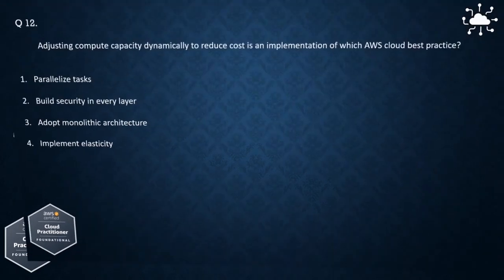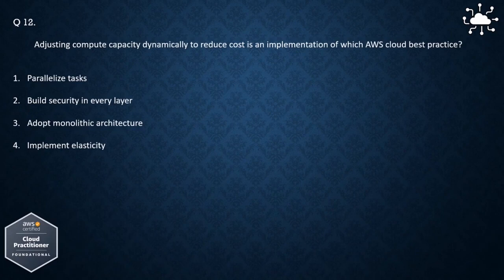Question number 12. Adjusting compute capacity dynamically to reduce cost is an implementation of which AWS cloud best practice? 1. Parallelize tasks. 2. Build security in every layer. 3. Adopt monolithic architecture. 4. Implement elasticity. The correct answer is implement elasticity.